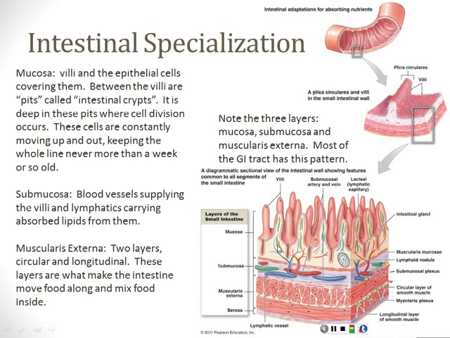So the way the body handles that is by not having any one cell live there very long, right? So the cell division rate in the intestine is one of the highest in the body. Hundreds of millions of new cells are being created in these intestinal crypts every day and then released at the villi in order to keep this mucous membrane that lines these villi fresh and new and intact.